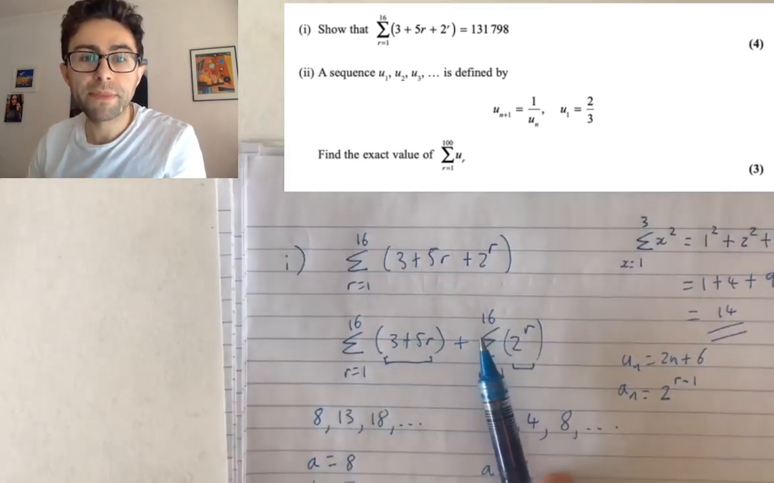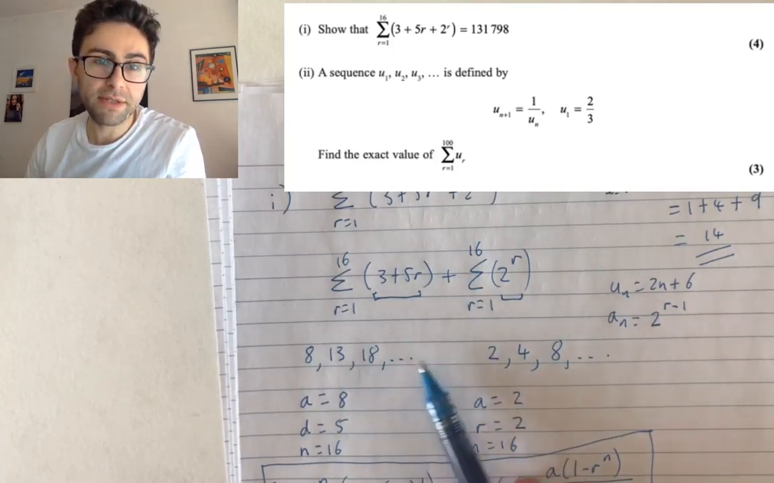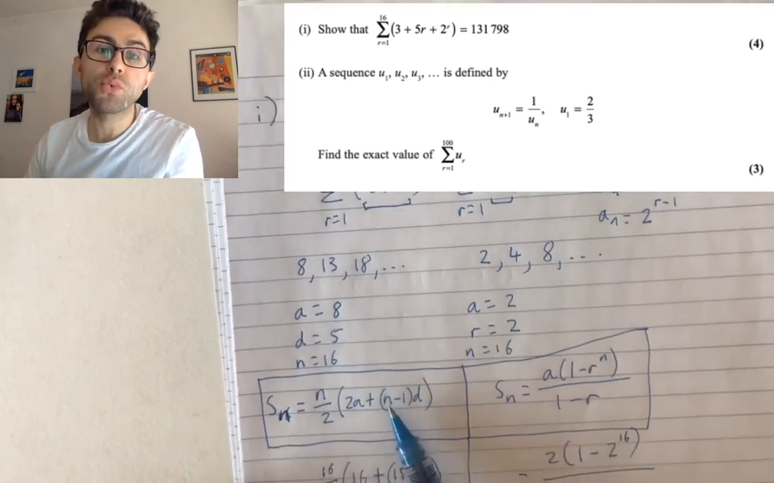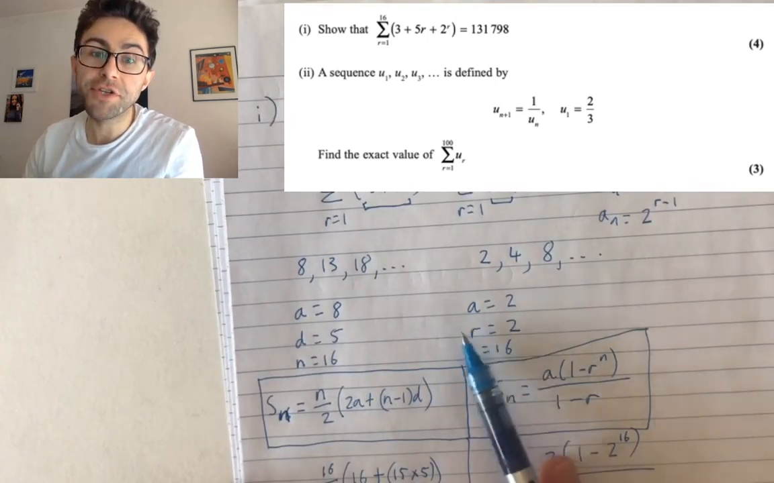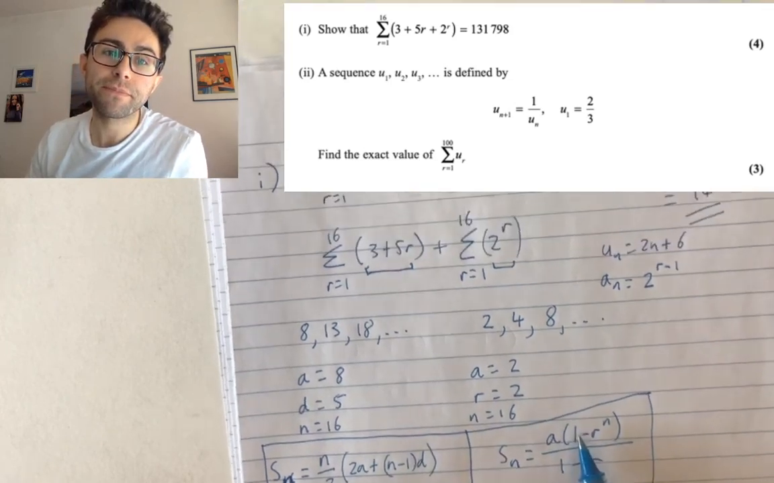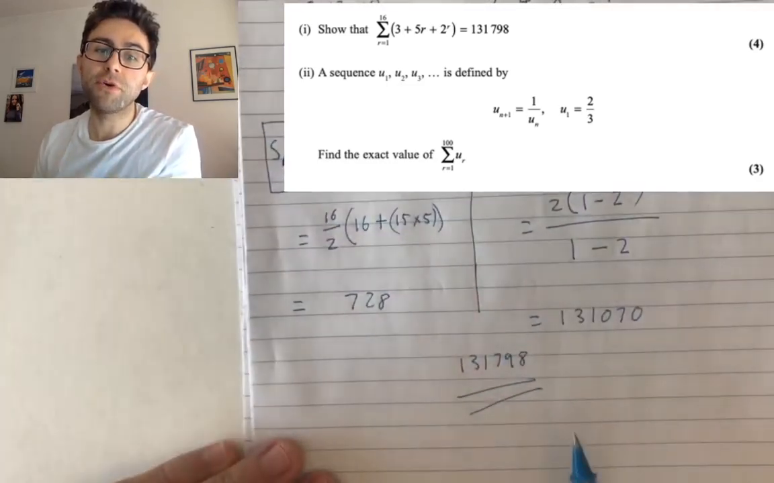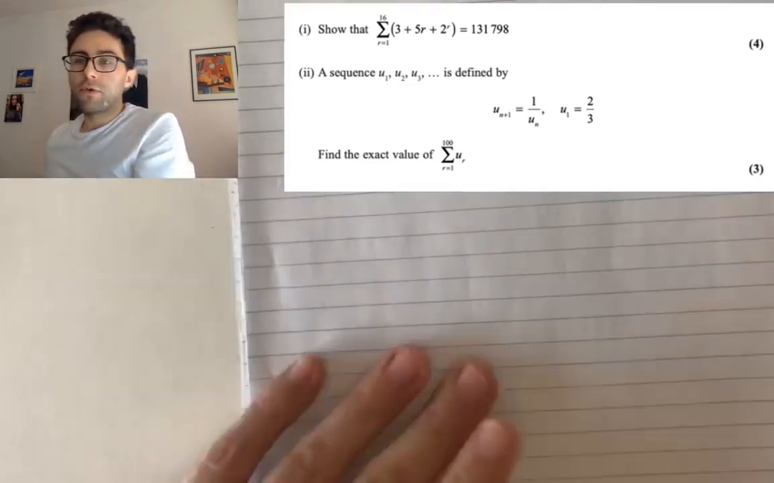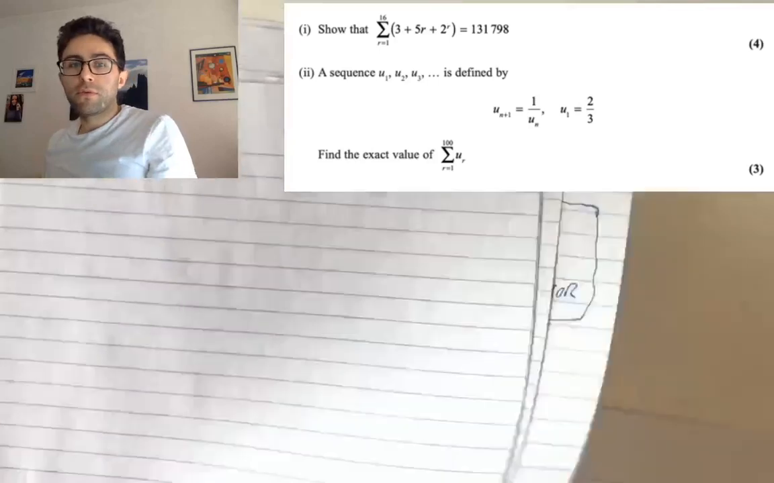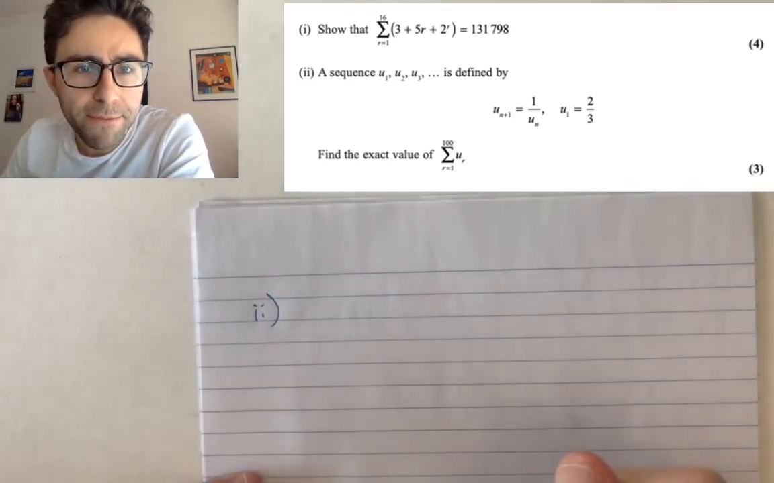Split them up. Try a few terms. There you go, 8, 13, 18, and 2, 4, 8. With that, you can get a, d, and n, which is what you need, or a, r, and n for the geometric, which is what you need for your summation formulas. Sum up to 16 arithmetic, sum up to 16 geometric. Bish, bash, bosh, add them together. No time to relax, no time to dwell on the past. We must move on. Bring it home with this guy.